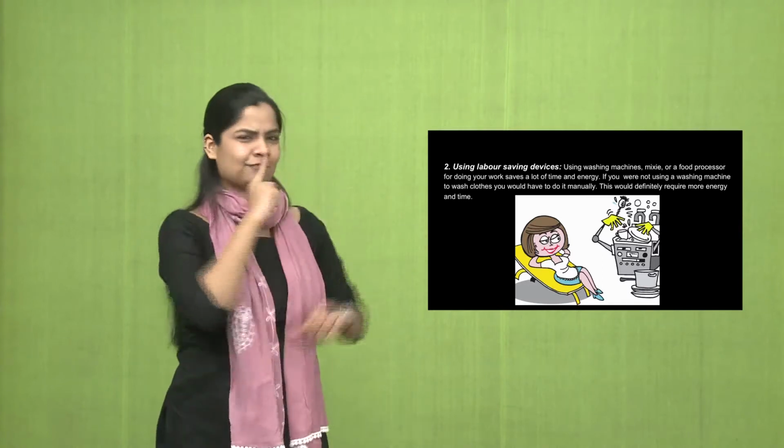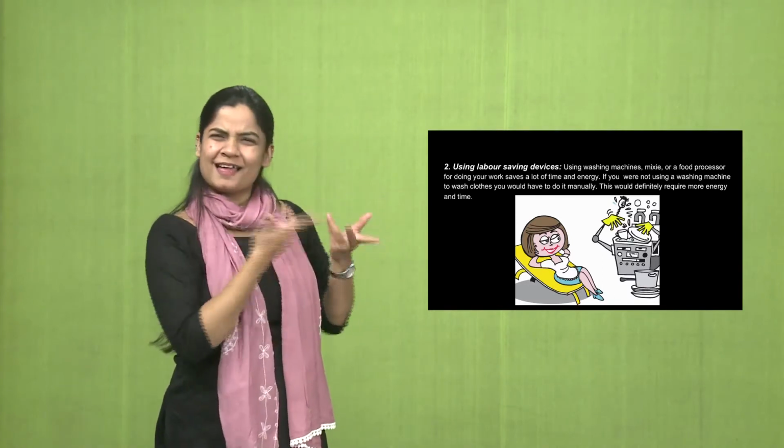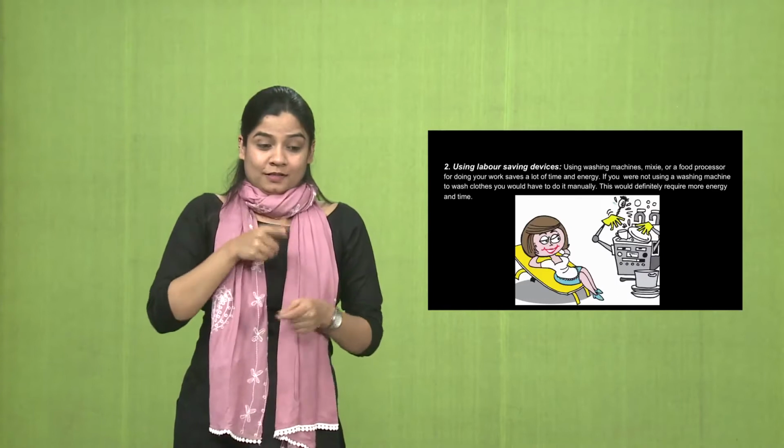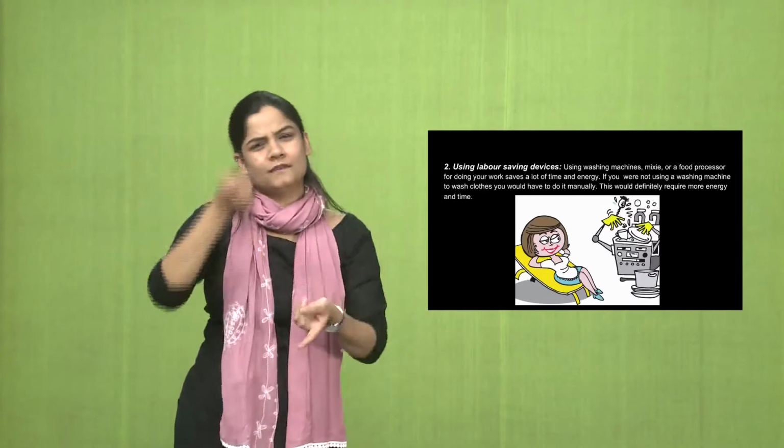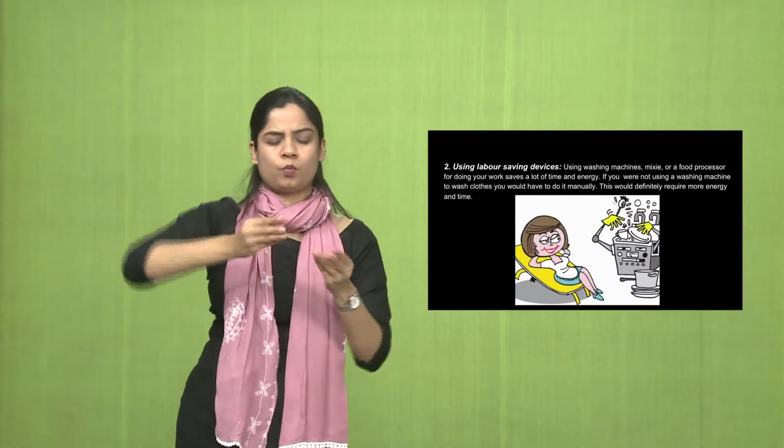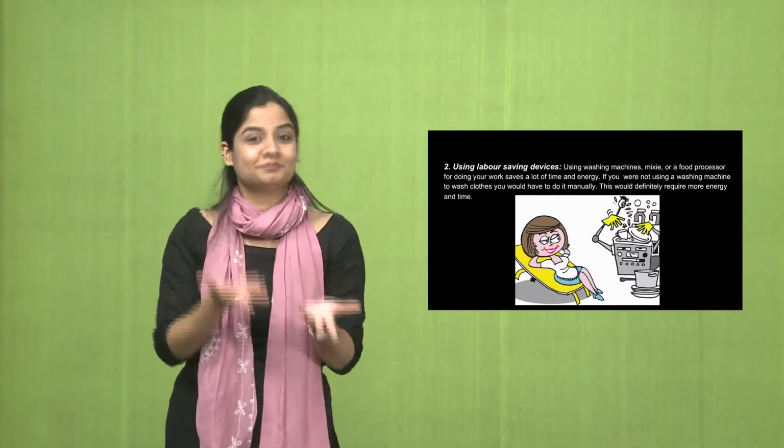Second is using labor saving devices. As you can see, the lady is resting in the picture. For example, you need to grind something and you use the traditional methods to do it. It's not wise. Use a mixer grinder to grind things that you need.